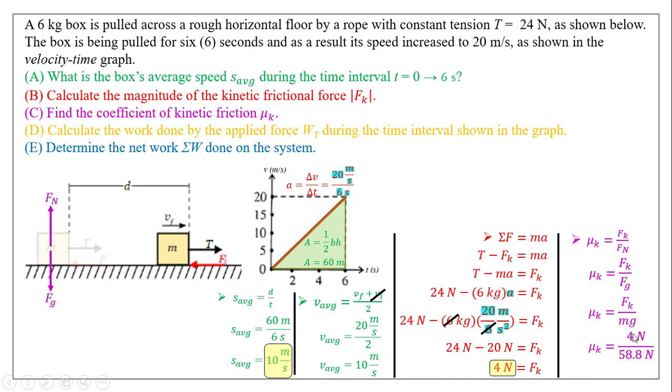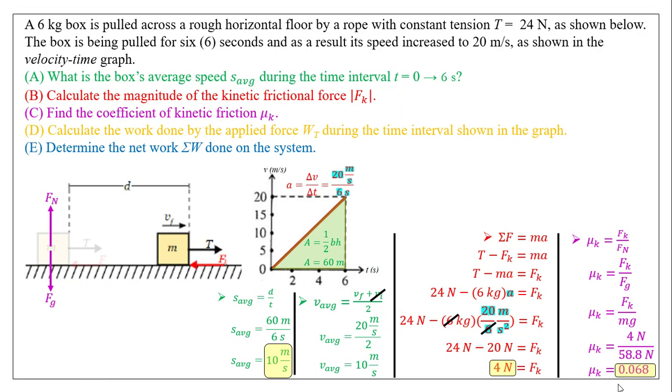Fk is 4 newtons. M times, what is it? M is 6. 6 times 9.8 is 58.8. And then here, the coefficient of friction has no units and it has no direction. So other than that, I am done here. So the coefficient here is just 0.068.